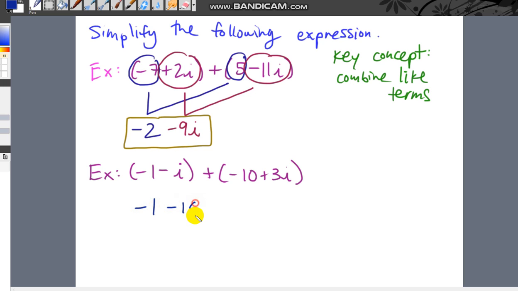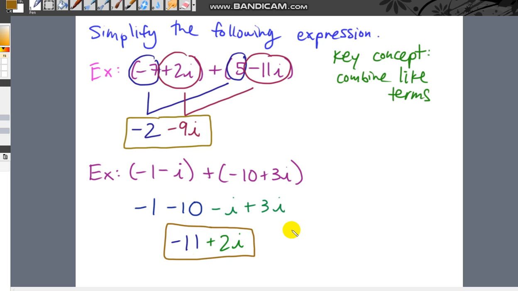So you have -1 minus 10. Okay, then we have this like term. We have a -i and we have a positive 3i. So we can just rearrange it. We have -i plus 3i. Then, as you can see, if we just combine like terms, just do -1 minus 10, that's going to be -11. Then we have a -1i plus 3i. So -1i plus 3i will get you positive 2i. Okay? So you could also do it that way if you want to. Again, the plus sign here indicates that we combine like terms.